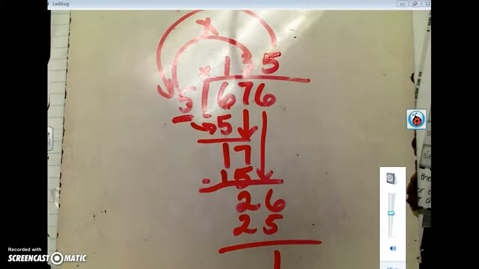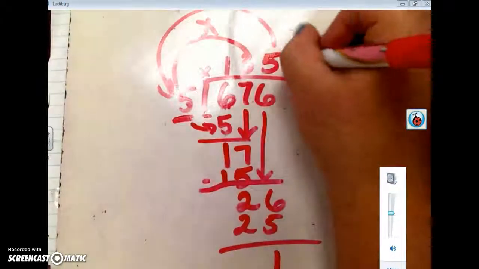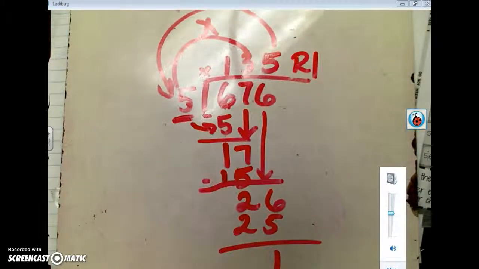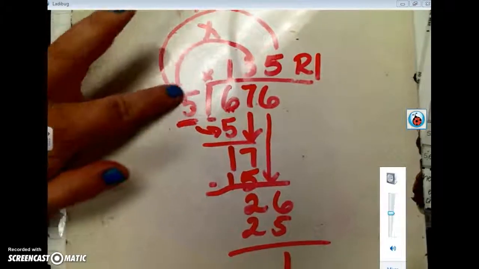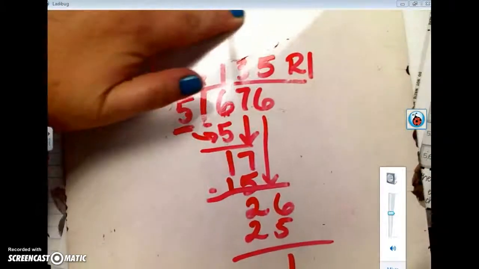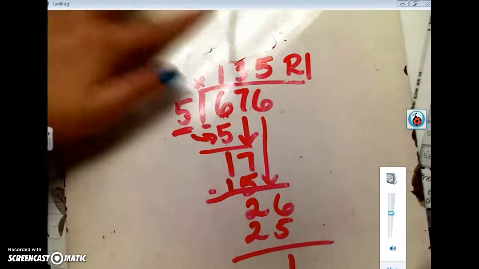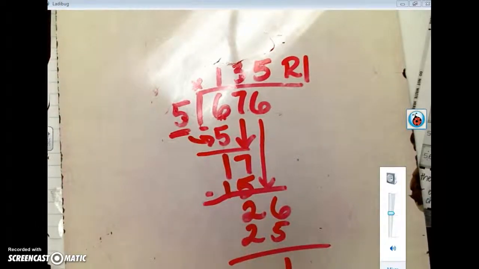Okay, I have nothing left to bring down, so this becomes my, how do I write that? So, 135 remainder 1. How can I check this answer? What could I do? Chloe, how could I check my answer?